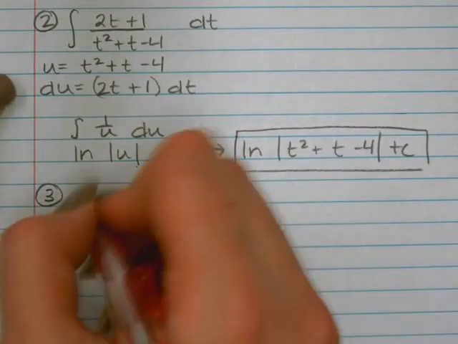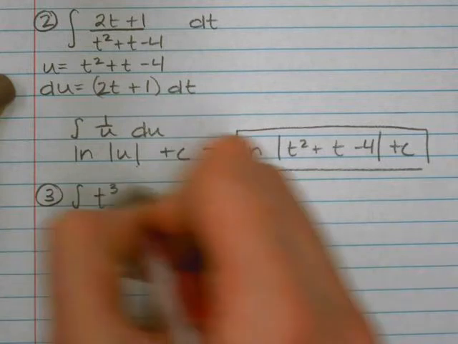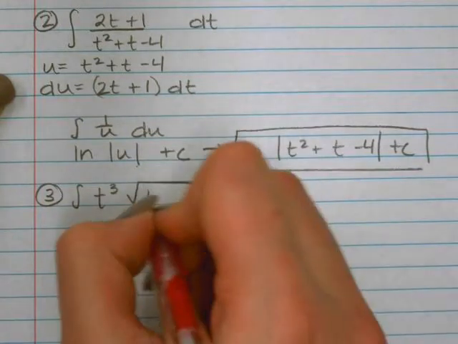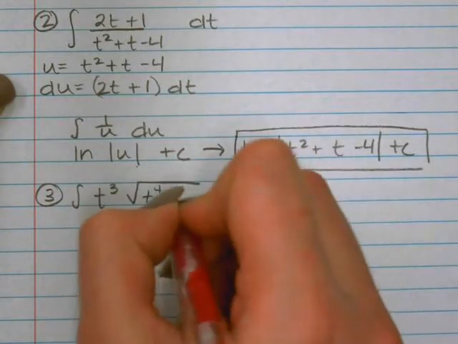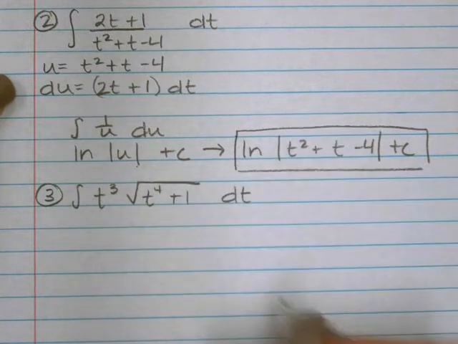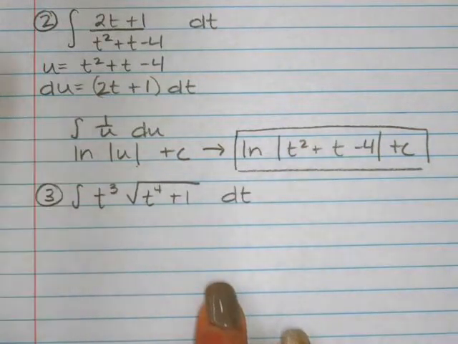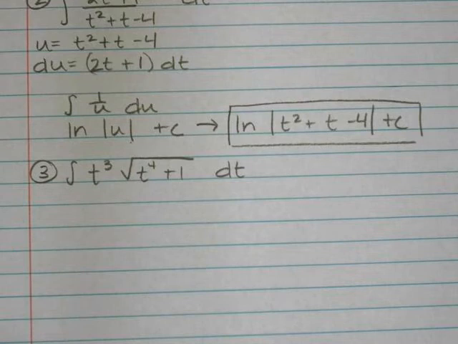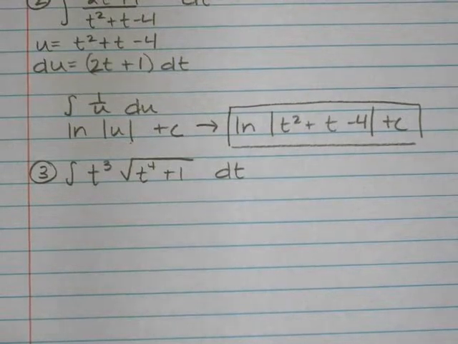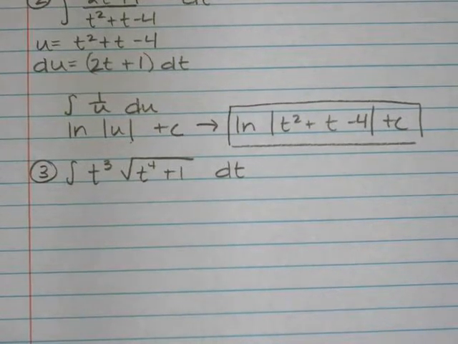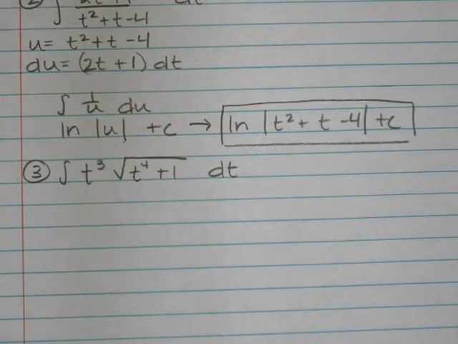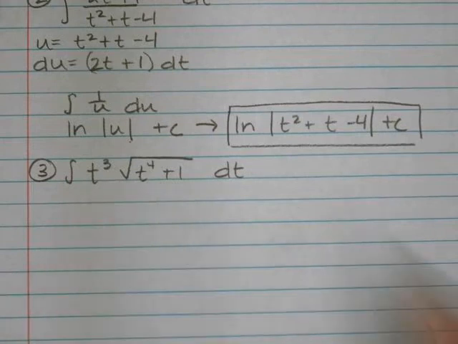All right, for this one, we're going to integrate t to the 3rd times the square root of t to the 4th plus 1 dt. I've started to notice that for myself, I recognize U substitution when I can see the same variable written twice, and in one spot, the exponent is 1 lower, because that's what happens when you take the derivative, right?